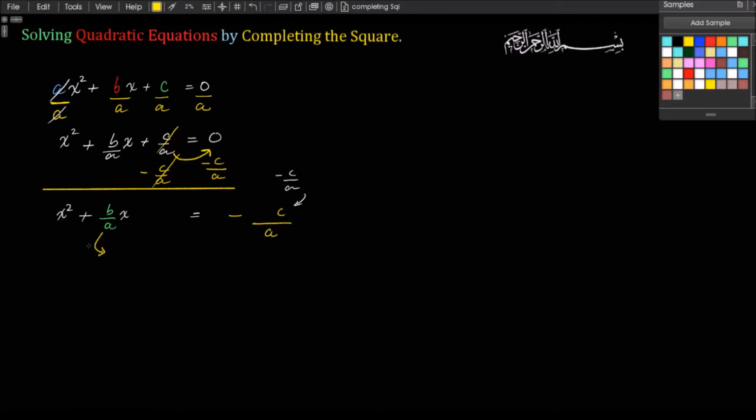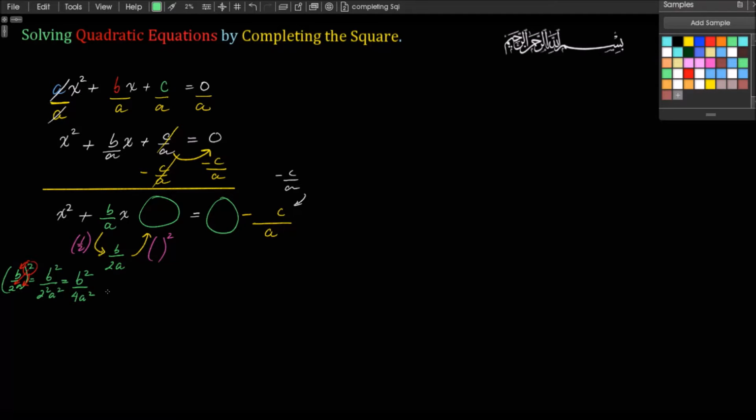And then, as you know, we take half of this and we write it over here. So that's b over 2a. And then we square this term and then add that to both sides. That is, we square b over 2a like this. Now you have to be careful. You have to distribute that 2 to that b, and also to that 2 and to that a. So when you do that, you get b squared over 2 squared and a squared, and that is b squared over 4a squared. And that's what we're going to write over here and over here on both sides.